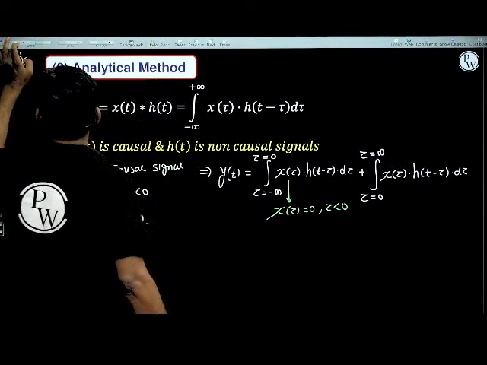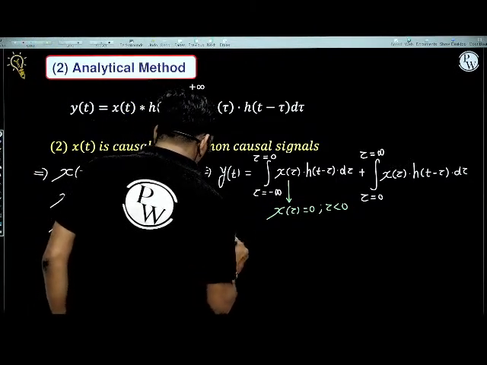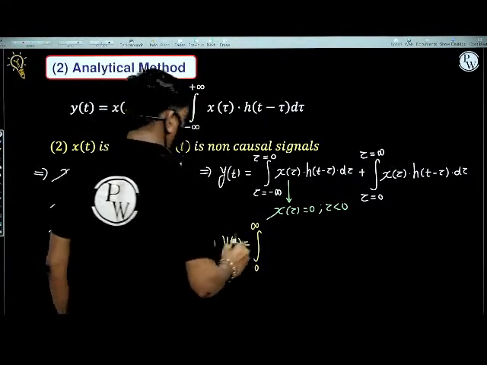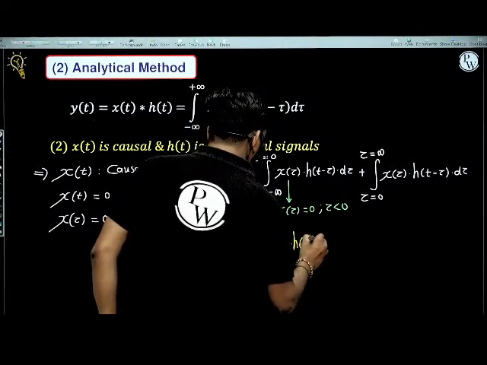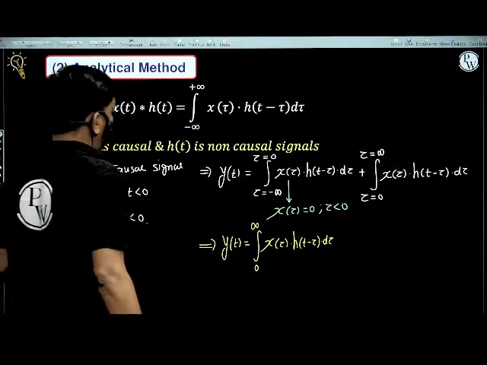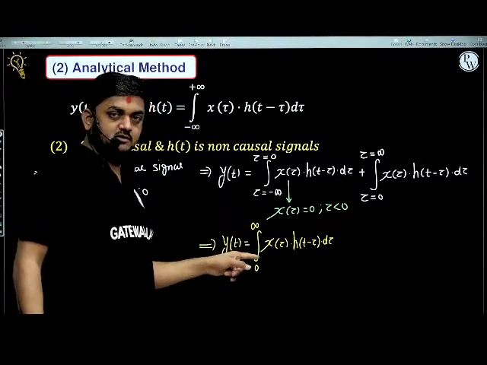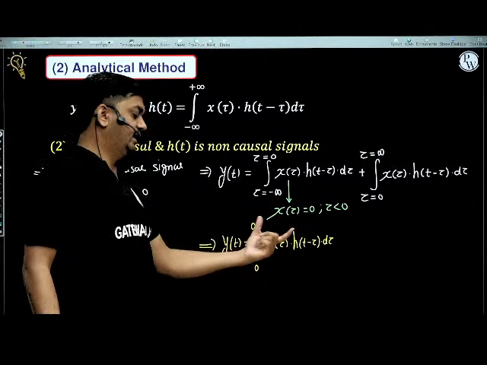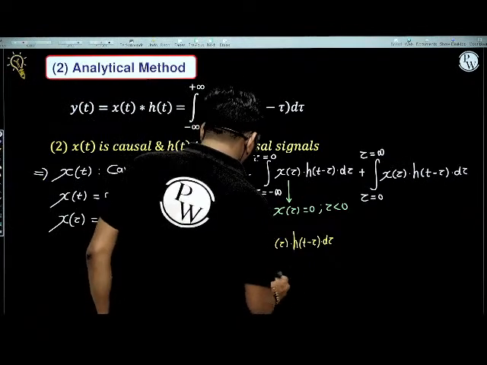So y of t will be, in this case there is a change in lower limit, correct? Integration from 0 to infinite of x of tau into h of t minus tau d tau. The lower limit will be 0 instead of minus infinite. So if x of t is a causal signal, then you can simply take the integration from 0 to infinite, putting the values of x of tau and h of t minus tau. Correct? So there is a change in the lower limit.